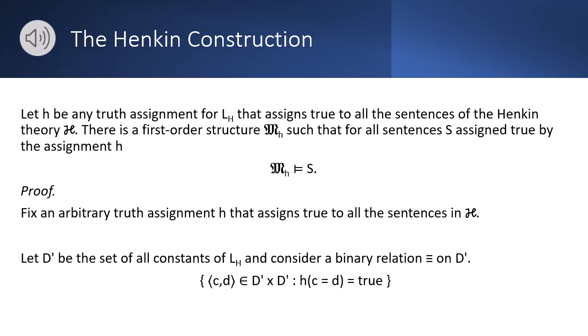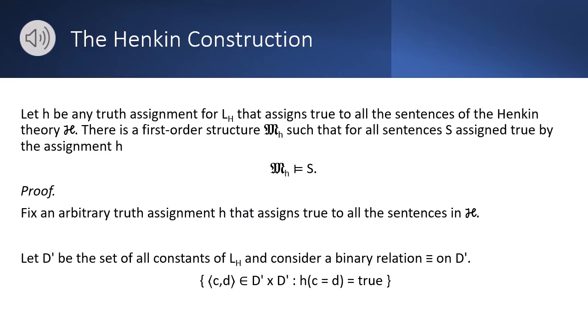Okay, so how does the proof work out? Well, first off, we're going to fix an arbitrary truth assignment that assigns true to all the sentences in our Henkin theory, script H. So that's just handed to us. And on the other sentences, the atomic sentences, it can have whatever values it would like. Again, remember, for the more complex sentences, we use the truth tables and the definition of the quantifiers to build up the truth values of those.